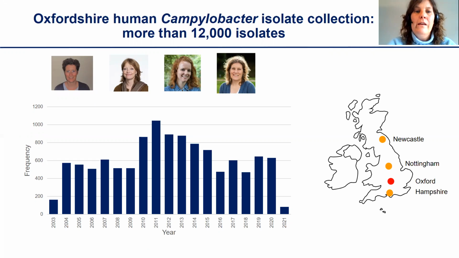Sometimes alongside the Oxford collection, we do other studies from matched populations. So we've looked at samples from Newcastle in the northeast, Nottingham and Hampshire. So this has been really helpful to establish that what we're doing in Oxford is applicable on a national scale.